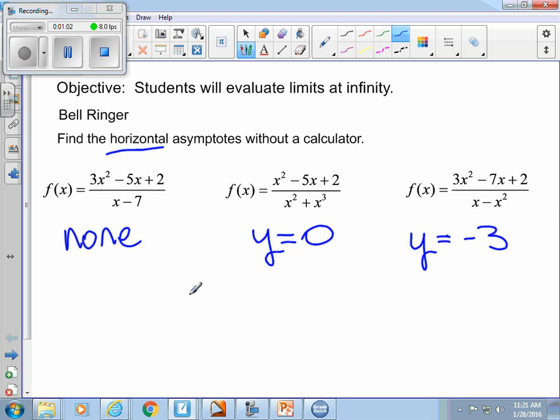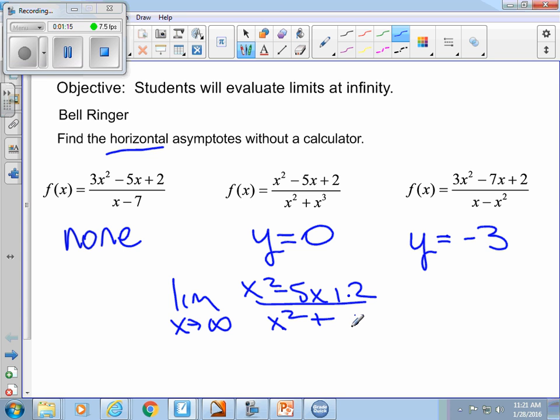So I would argue that we just did the limit as x approaches infinity of x squared minus 5x plus 2 over x squared plus x cubed. And we decided that that limit was 0, because we plug in a really big number and we would end up dividing by really big numbers, right? Pretty much. So that's what we're learning how to do today.